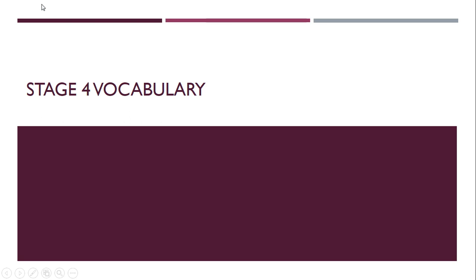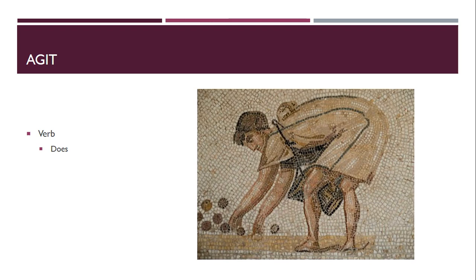And today we are going to be talking about Stage 4 vocabulary from the Cambridge Latin Course, 5th edition. Our first word, agit, is a very versatile word in Latin. It's a verb that means does, but sometimes we translate it in different ways in English, and so the context is going to help us out with this one. For our example sentence, Caecilius negotium agit, Caecilius does or is doing the business.